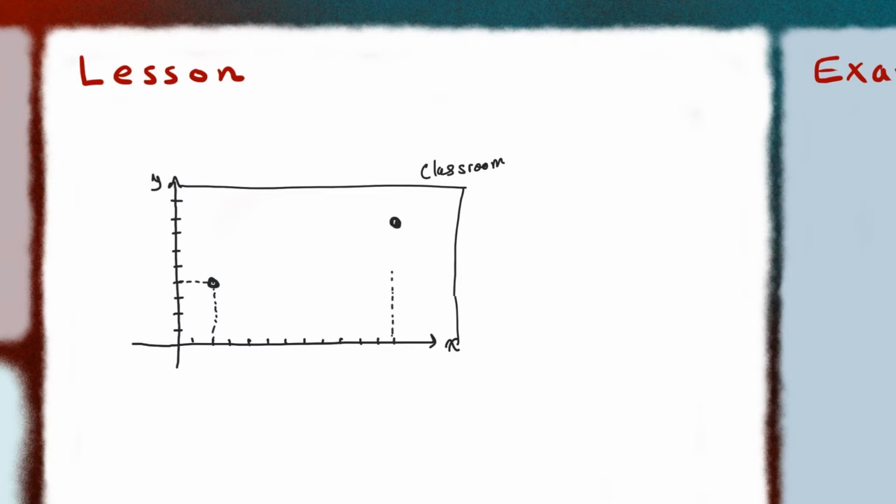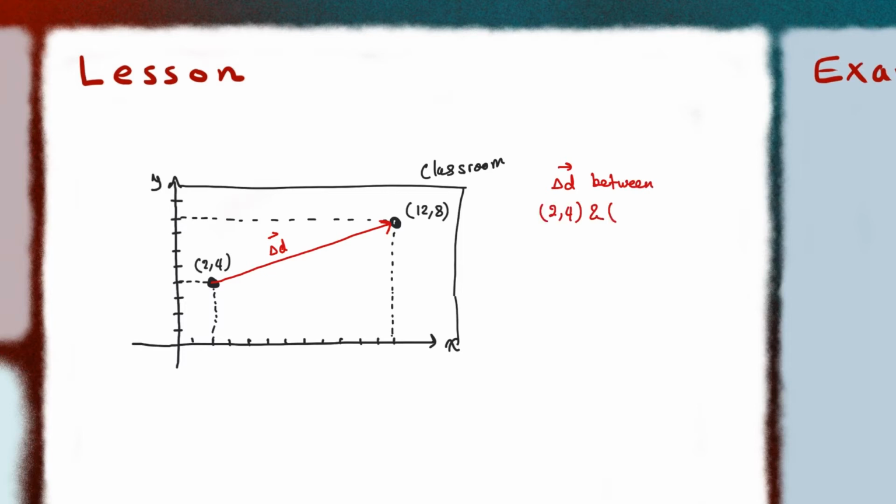The first point is going to be located 2 meters to the east of the corner and 4 meters to the north of that corner, and the final position 12 meters east and 8 meters north. The displacement, or how much we have moved, is going to be represented by a vector which starts from our initial position to the final position. We can figure out the components of this vector, which represents the components of our displacement, from these 2 points.